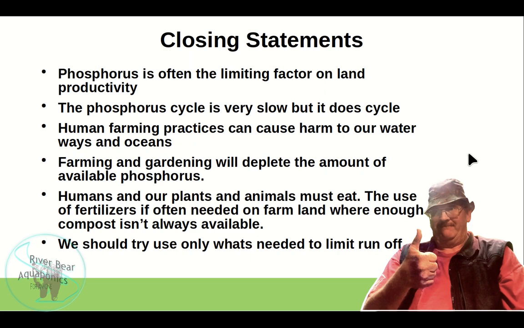Humans and our plants and animals must eat. There's no doubt about it. The use of fertilizers is often needed on farmland where enough compost just isn't available. We should all try to limit the amount of fertilizers and only use what's needed to minimize the amount of runoff into our waterways.